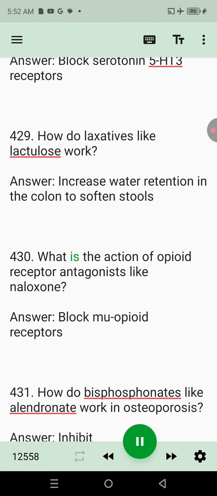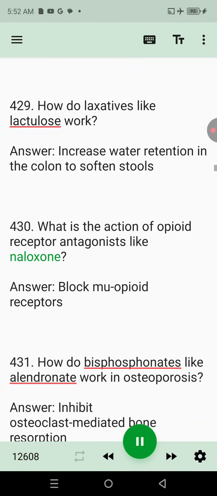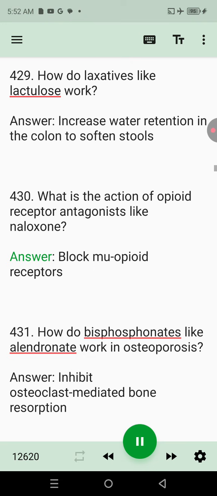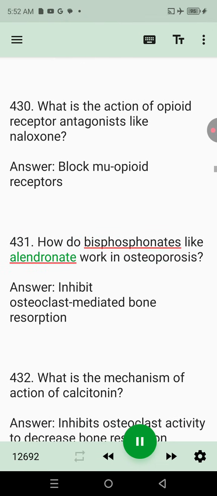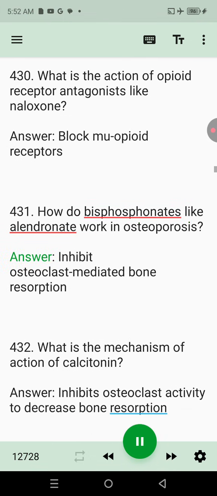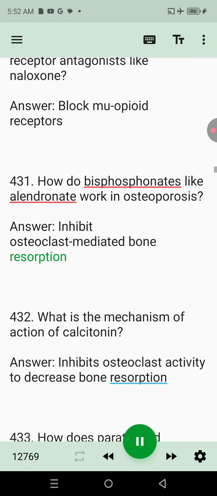430. What is the action of opioid receptor antagonists like naloxone? Answer: block mu-opioid receptors. 431. How do bisphosphonates like alendronate work in osteoporosis? Answer: inhibit osteoclast-mediated bone resorption.